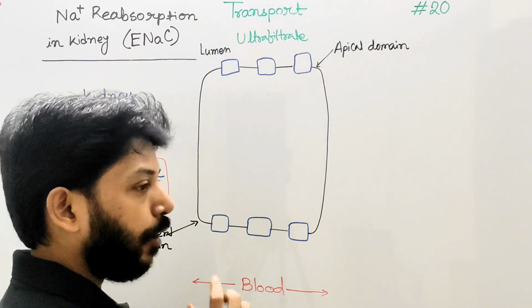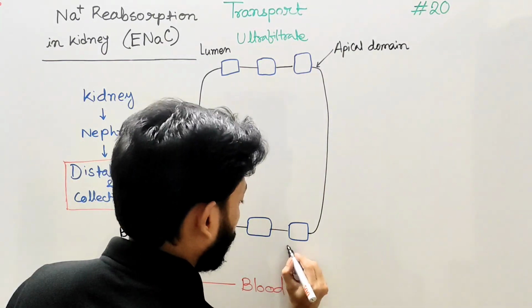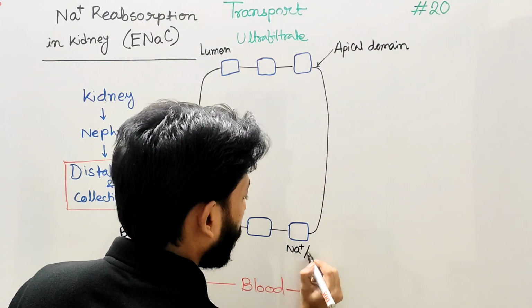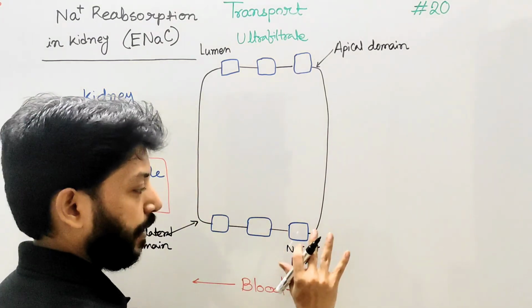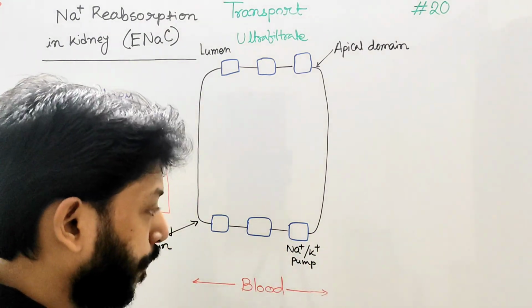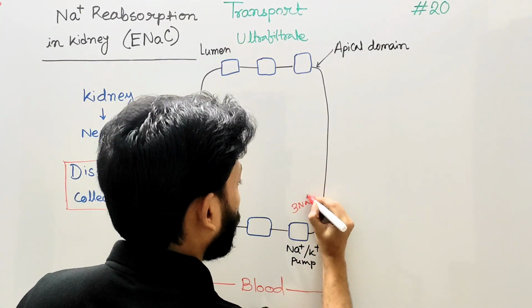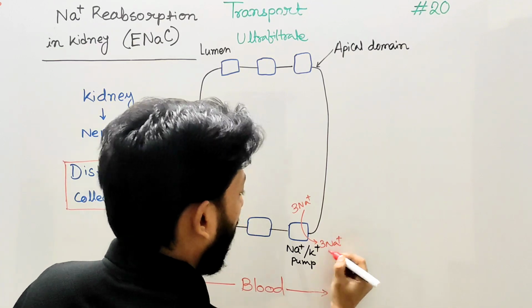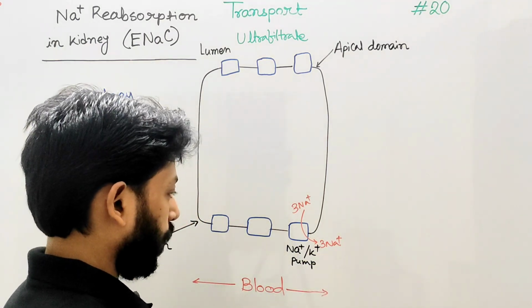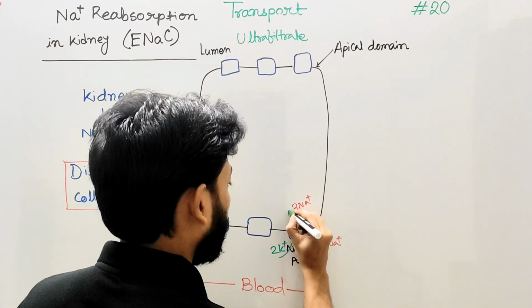Now I will start explaining how reabsorption occurs. I will start with the sodium potassium pump first. There is a sodium potassium pump present in the basolateral portions of the cells, and through this sodium potassium pump, three sodium ions come out of the cells, and two potassium ions are imported. So two potassium move inside.